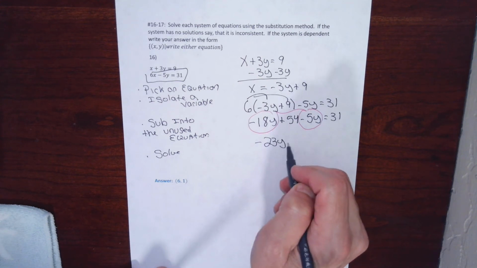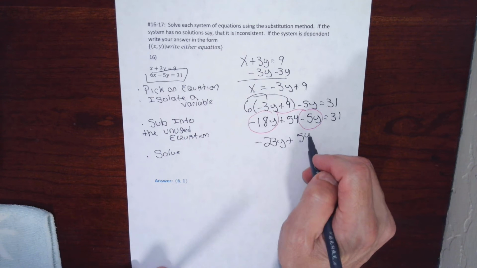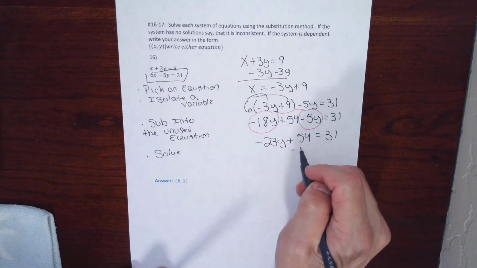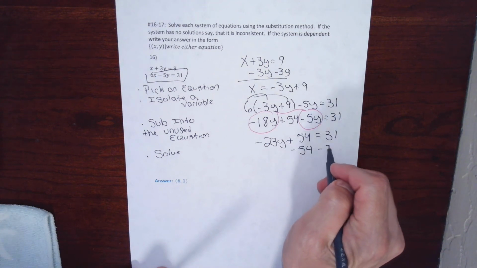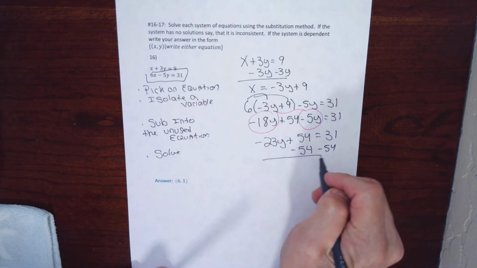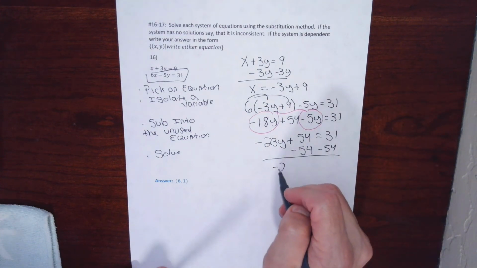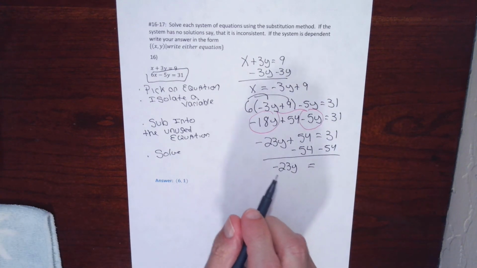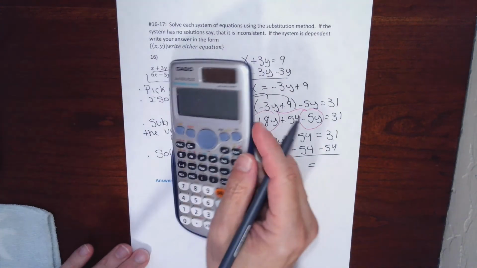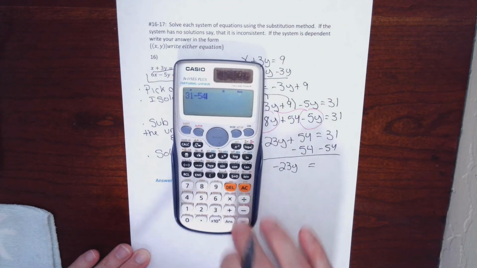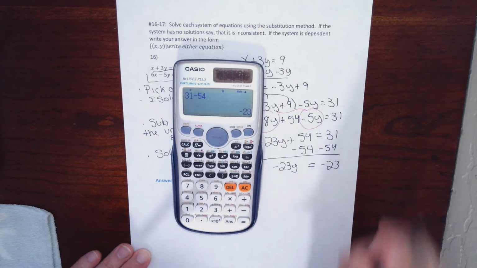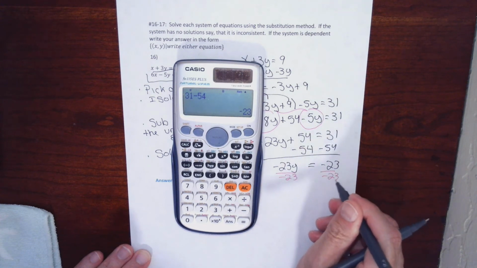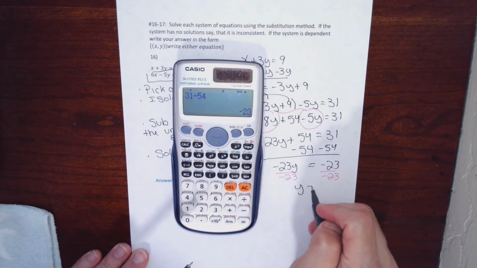You can use your calculator for any sort of arithmetic like this on the homework or on the test if you care to. Now that I have the y's combined, I need to get the constant on the opposite side of the equation by subtracting 54 from both sides. On the left-hand side, when I subtract 54, it cancels. And on the right-hand side, when I do 31 minus 54, I think I get negative 23. Yeah. And to finish this up, I'm going to divide both sides by negative 23, at least to finish up solving for y. This gives me y equal to 1.